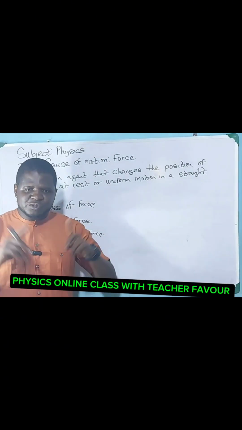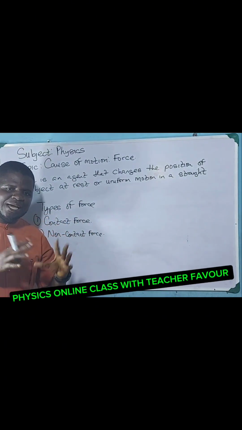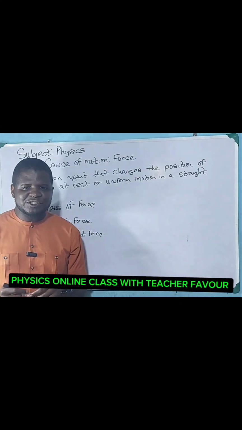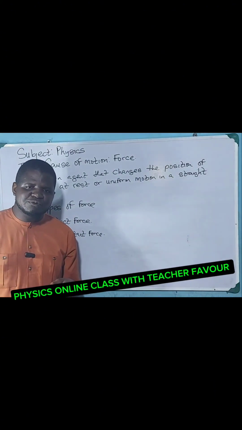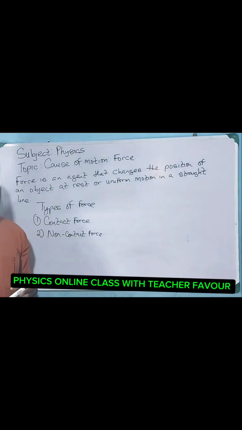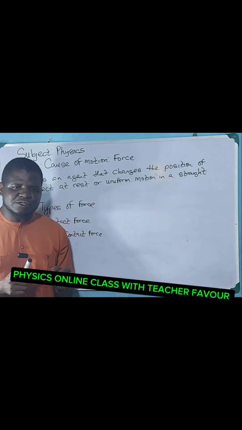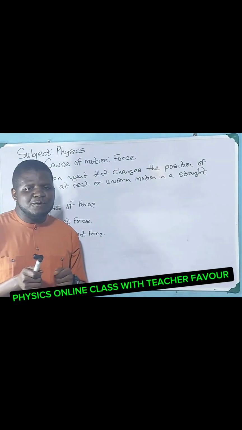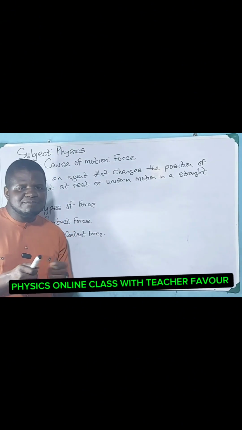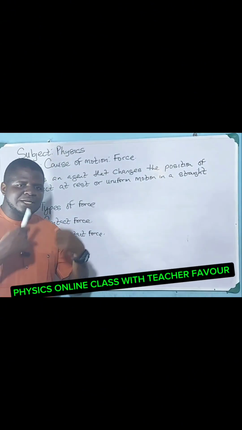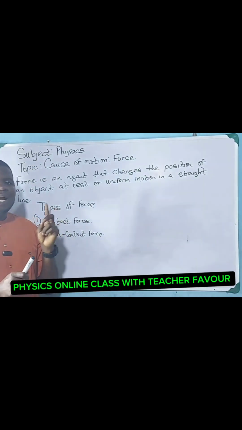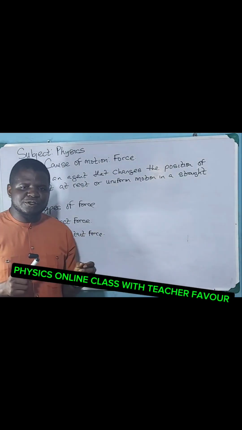Gravitational force, which exists in a gravitational field. The earth is a gravitational field. That is why when you throw an object up, it will be pulled down by a force. Number two is magnetic force. Magnetic force is the force that exists between two magnets, North Pole and South Pole, North Pole and North Pole of a magnet.